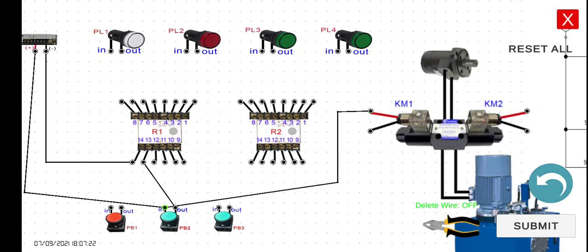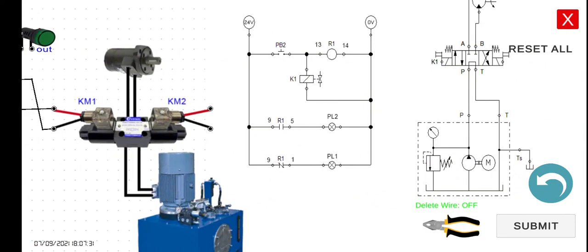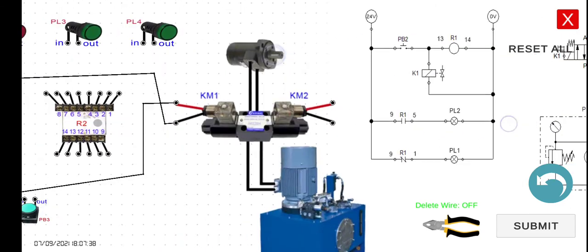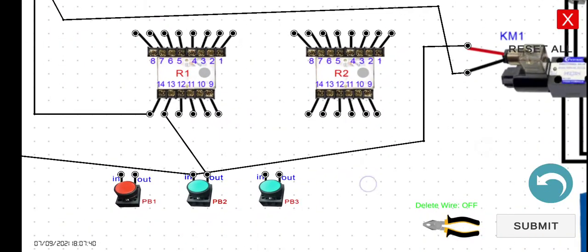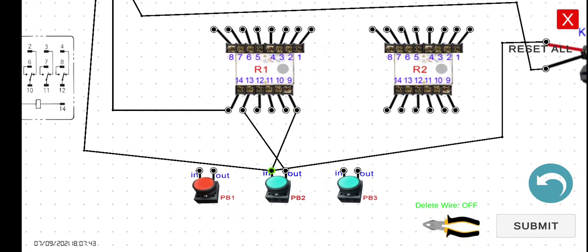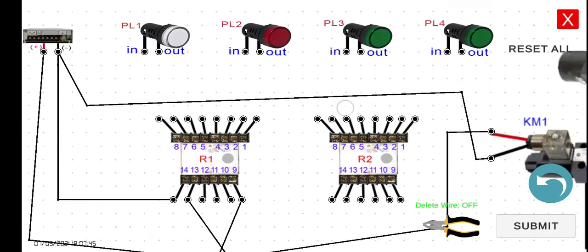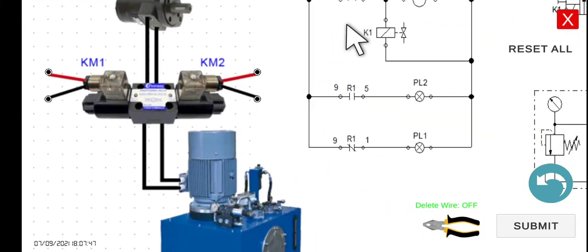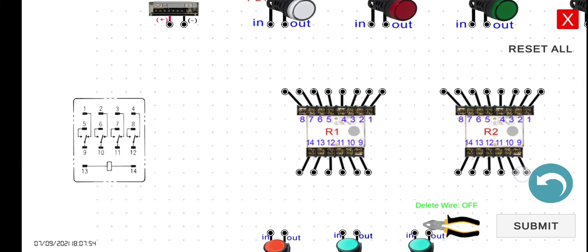Then this one here, let's connect to the negative of our power supply. And then let's connect the 9 here to the 24 volts, or we can also connect this one to the input of the PB2. So the 9 to the input of the PB2, this one here. And then we have to connect the normally open 5 to the input of the PL2 and then going back to the negative.